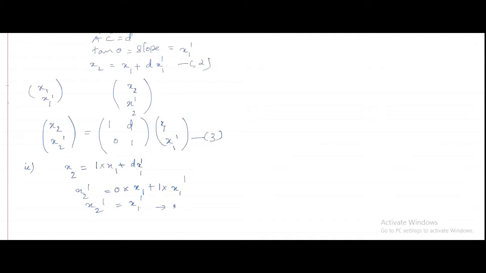Thus the coordinates of a ray at a plane can be found from the coordinates of the ray in a previous plane at a distance d by multiplying with the matrix T, which is equal to 1 d, 0 1, and this matrix is called the translation matrix.